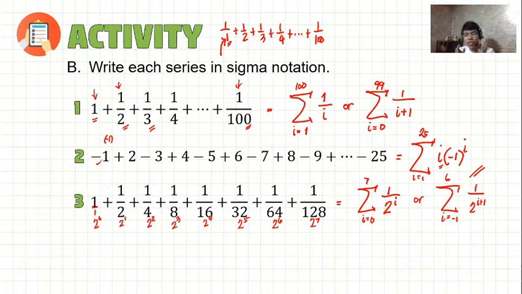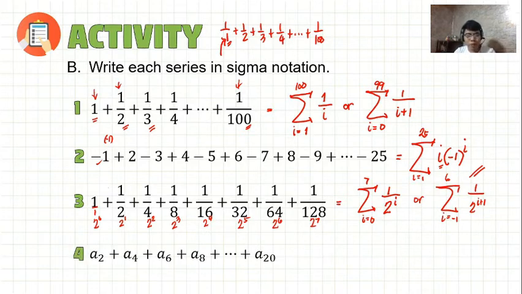Or you can have the summation of 1 over 2 to the i minus 1, pero yung i magsa-start sa 1 and mag-end sa 8. So that is another answer. Okay, so you can have a lot of answers for this one.